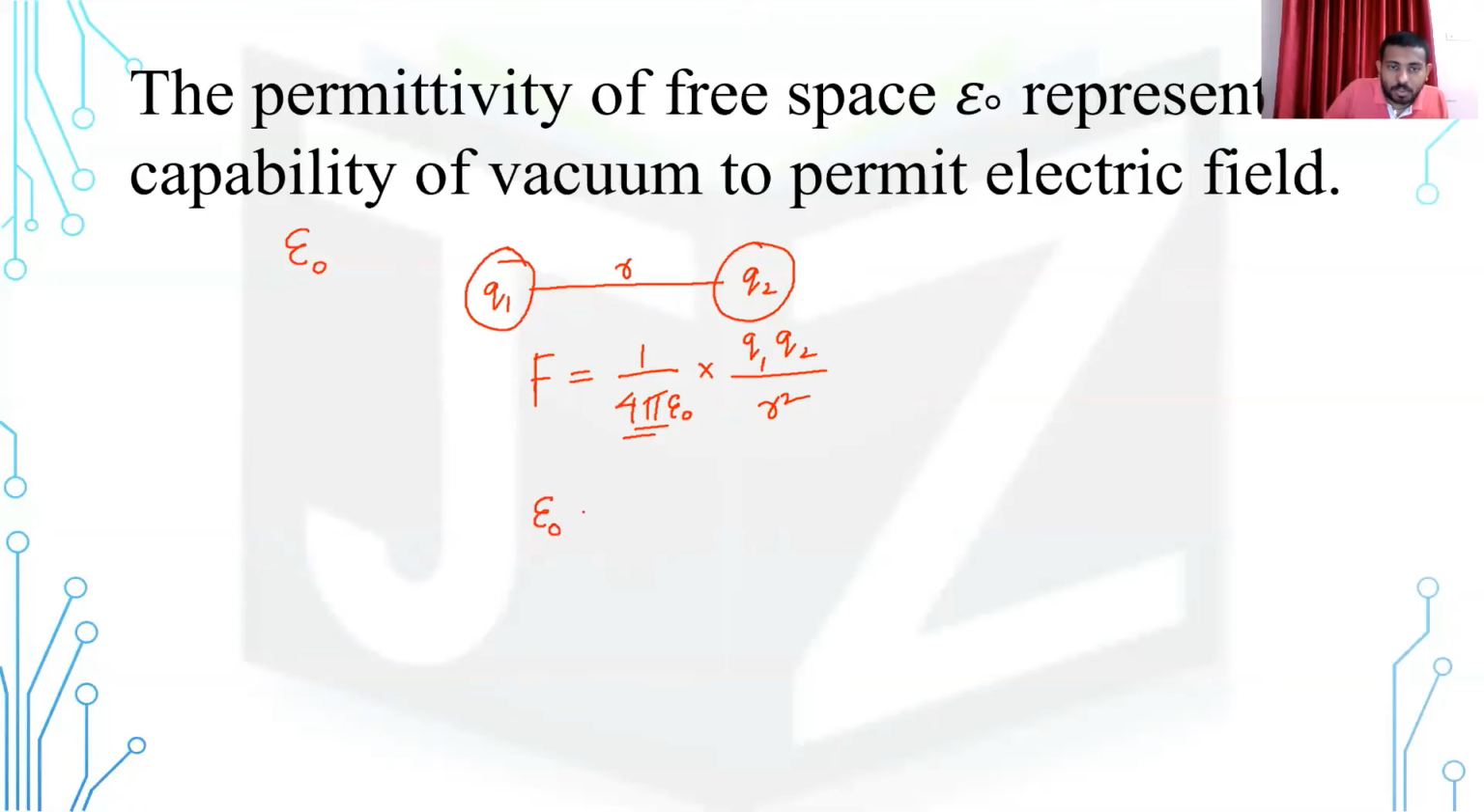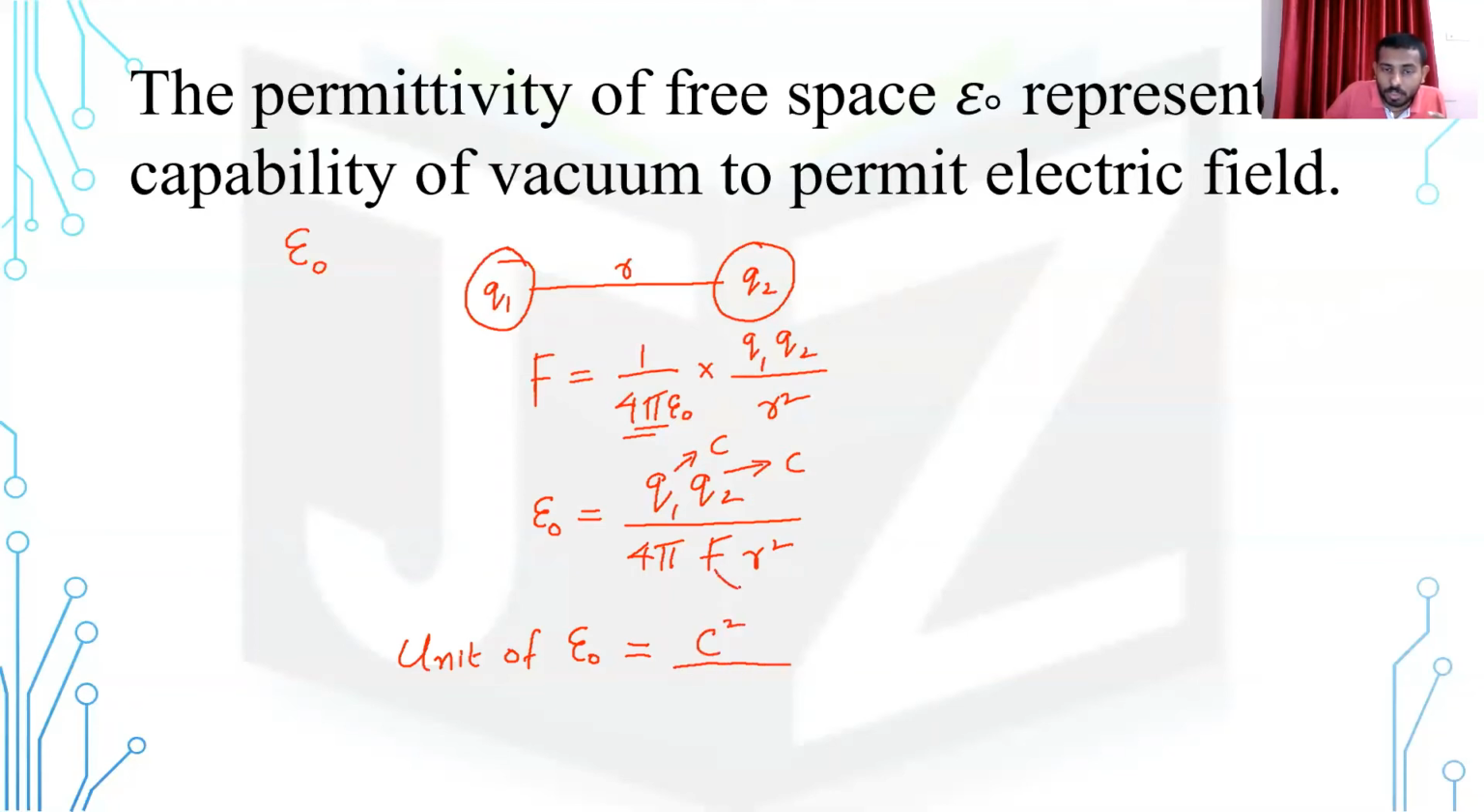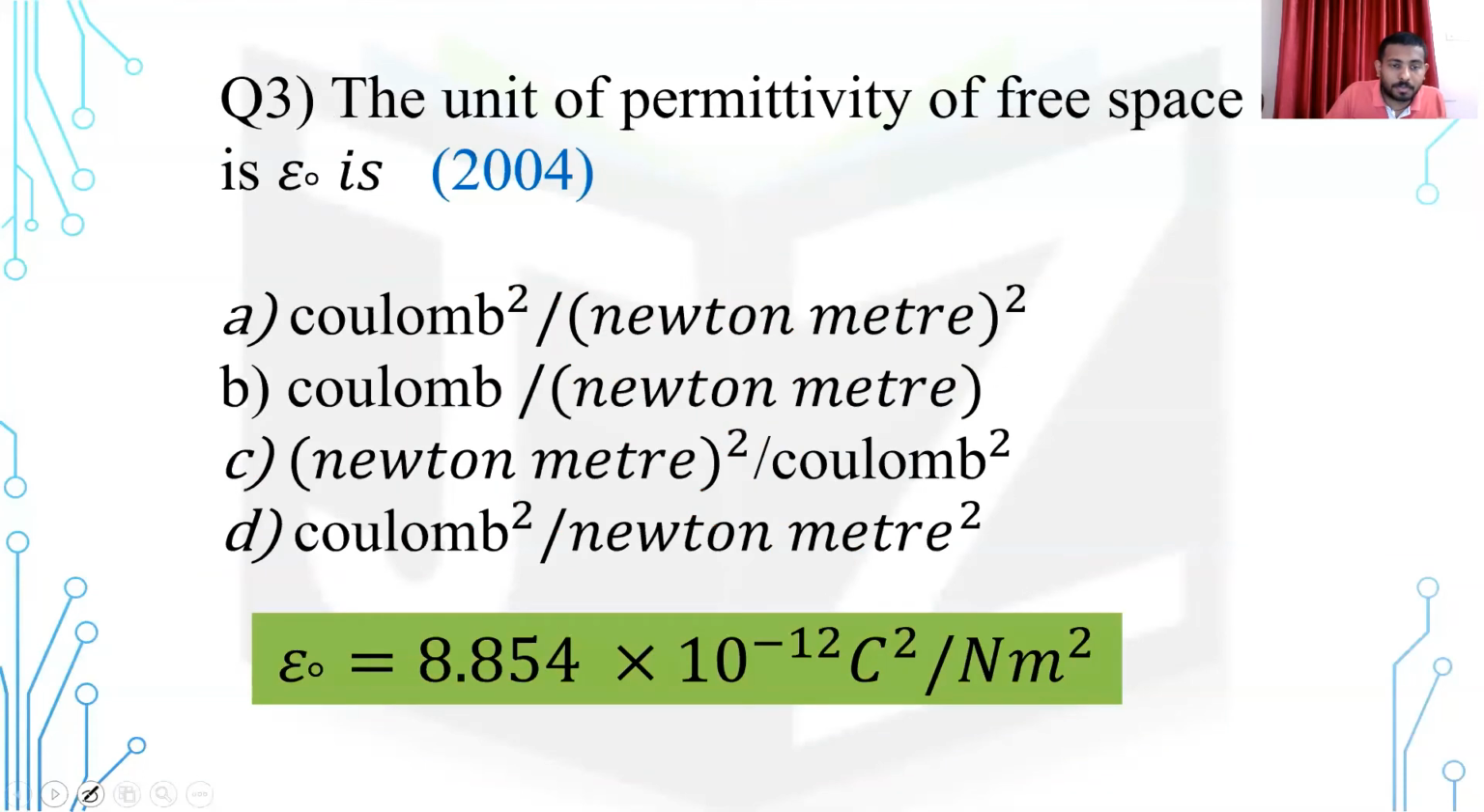So the unit of epsilon 0 can be written as: epsilon 0 is equal to, bringing epsilon 0 up and F downwards, Q1 Q2 whole divided by 4 pi into F into r square. Okay, so therefore the unit of epsilon 0: Q1 and Q2 are charges, and the unit of charge is coulomb. So coulomb into coulomb, we get coulomb square, the whole divided by the unit of force, which is Newton, and the unit of distance is meter, so we get meter square. So we get Newton meter square. Okay, so let's check the answer. The unit of epsilon 0 is coulomb square by Newton meter square. Yes, here we have coulomb square by Newton meter square.